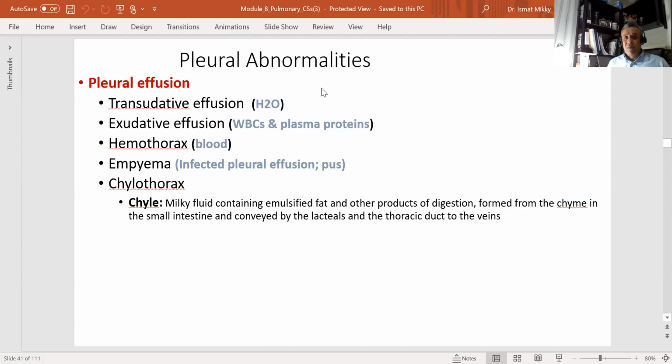Pleural effusion from the bacteria and the pussy fluid around the lungs is called infected pleural effusion, which is empyema. So empyema means pussy drainage. That's the fluid around the lungs. That's pleural effusion. But again, we have different types. Empyema, when there is the bacteria and the pus would form from the bacterial infection. And then the chylothorax.